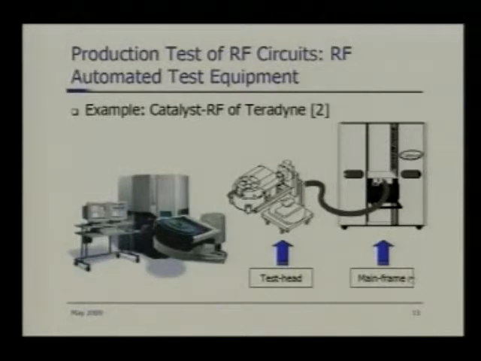So the first part is the mainframe, second part is the test head, and the third part, which is not shown in this diagram, is the test control or the host workstation, which is like a regular Sun terminal or something like that, to load the test program and run your test program and do all kinds of data analysis. So this is really the third part I was talking about.